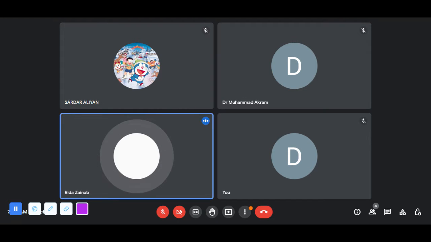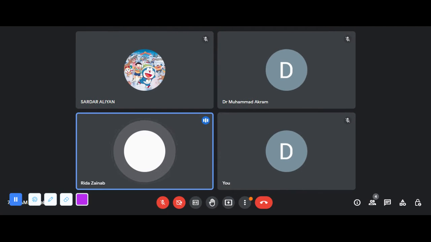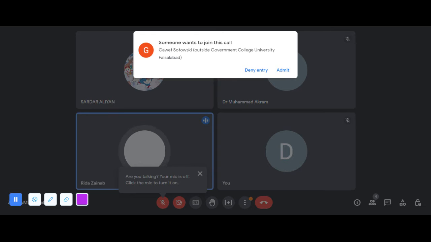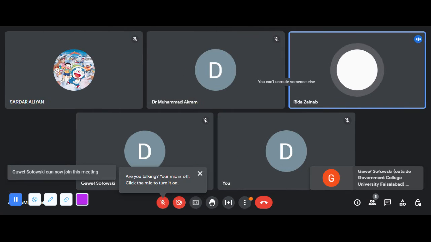In today's lecture, I would like to throw some light on the differential diagnosis of acute renal failure. If a patient comes with a complaint of oliguria or anuria, what would be the associated symptom? On the basis of that, we can diagnose or make a provisional diagnosis of acute renal failure.